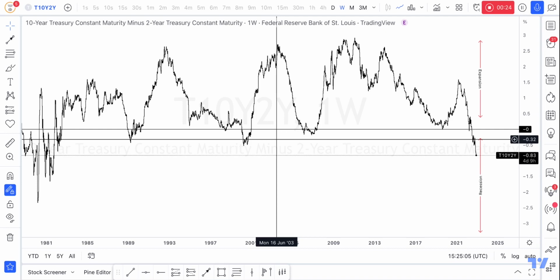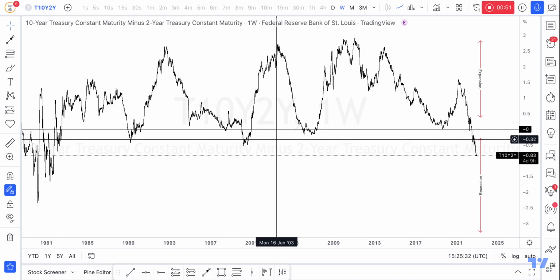Now, as many of you may already know, the yield curve is a measure of the difference between interest rates between short term and long term bonds. An inverted yield curve occurs when short term interest rates are higher than long term interest rates. And this can be a cause of concern because it can indicate that investors are expecting economic growth to be slow in the future.